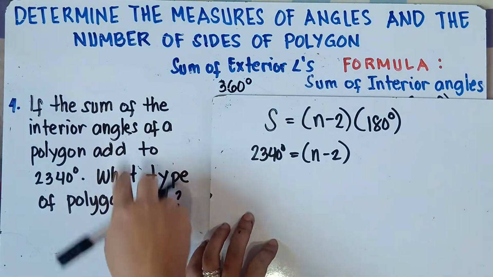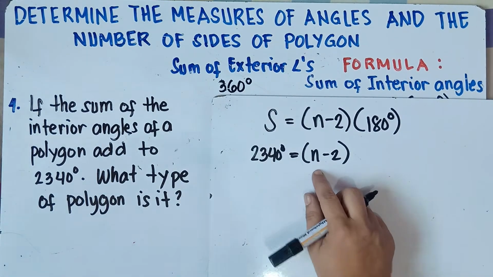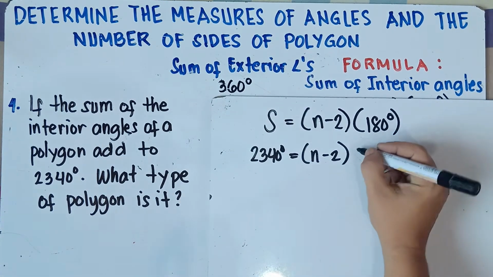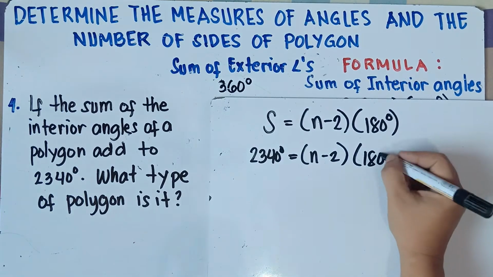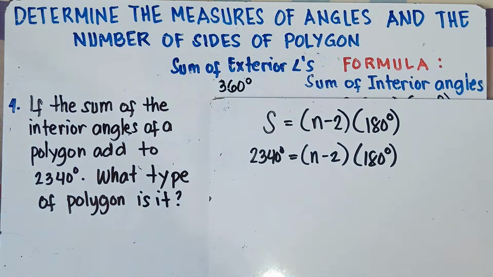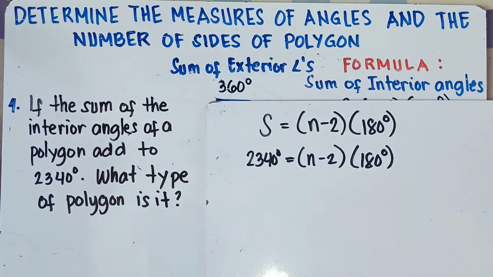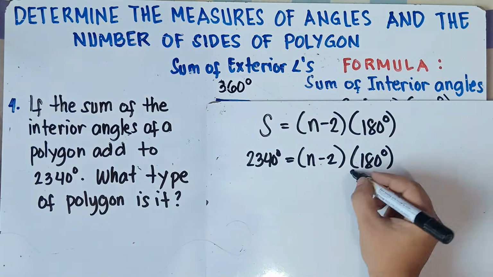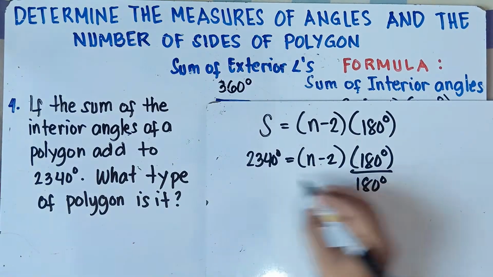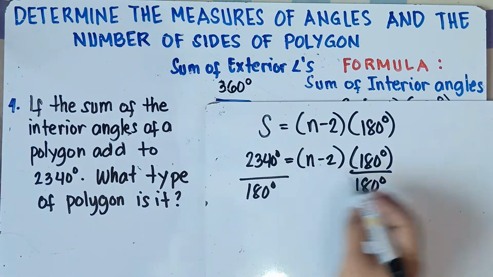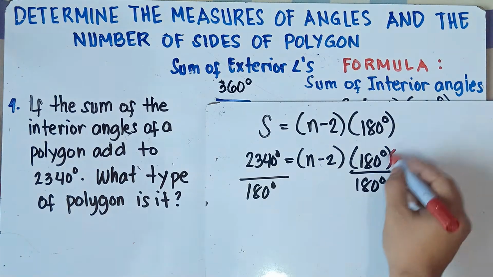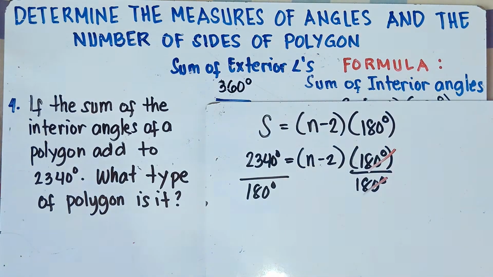We don't have the value of n, therefore we need to find n. We need to find the number of sides times 180 degrees. So to find n, we can simply divide both sides by 180 so that we can cancel this out. So cancel this out, and 2,340 divided by 180.